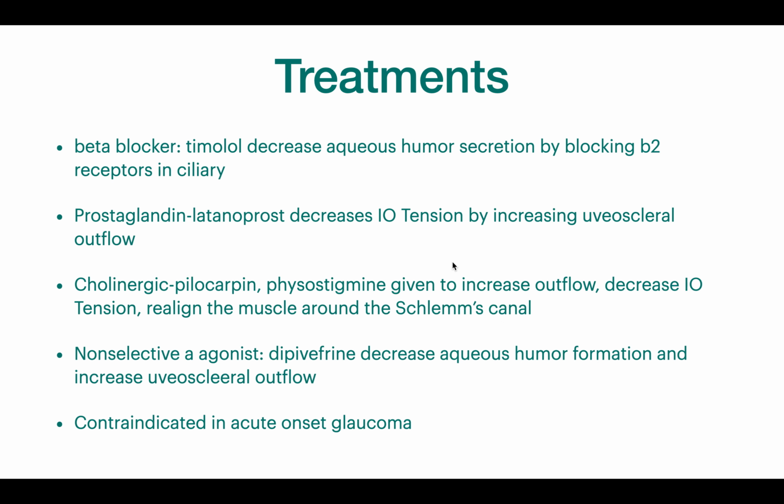Cholinergic drugs, pilocarpine, physostigmine, this is important, physostigmine, remember, treats myasthenia gravis, is given to increase the outflow, and by doing that, decrease the tension. And it also realigns the muscle around the Schlemm's canal.